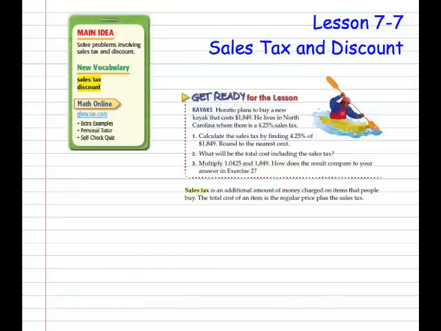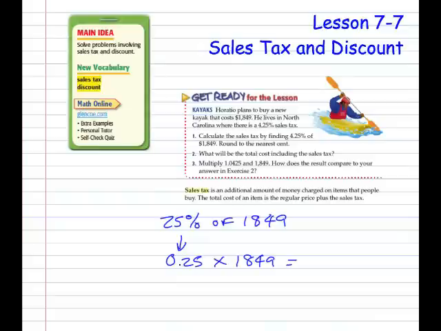Okay, so 4.25% of 1849. We're going to change our percent to a decimal, 0.0425. We're going to multiply that times 1849, and our result is going to be $78.58. That's rounded to the nearest cent, which is to the nearest hundredth.